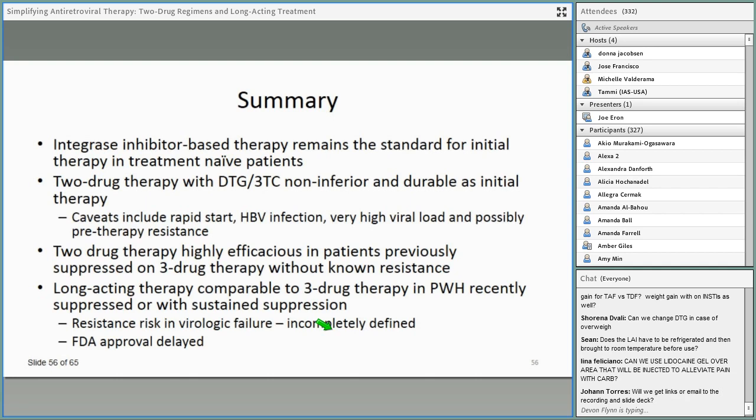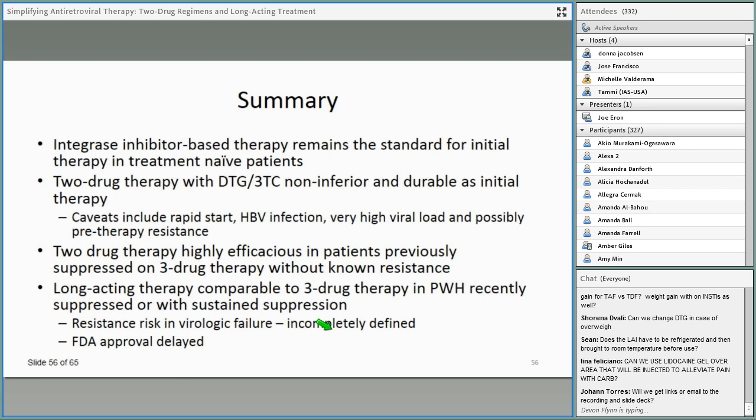I think 2-drug therapy for patients previously suppressed on 3-drug therapy without known resistance is very effective, either dolutegravir rilpivirine or dolutegravir lamivudine. Boosted PIs plus 3TC are also quite effective in this setting, though, as I mentioned, we're trying to get away from boosters.